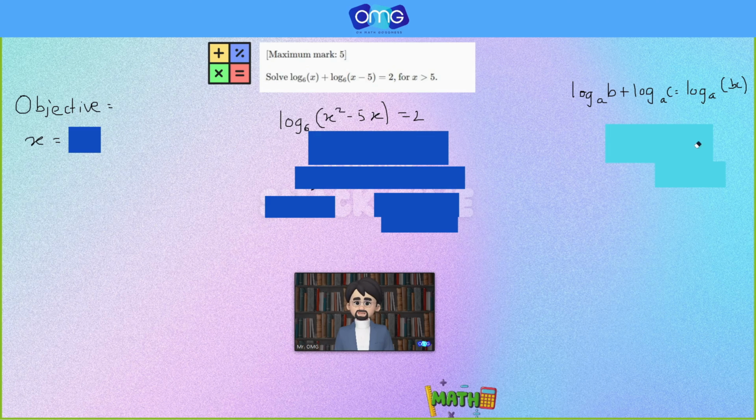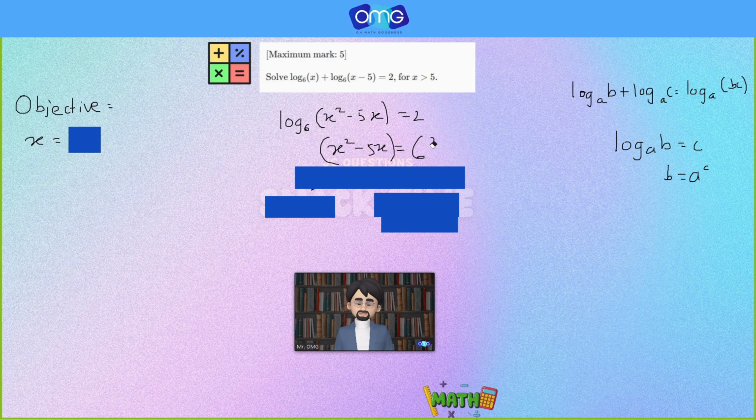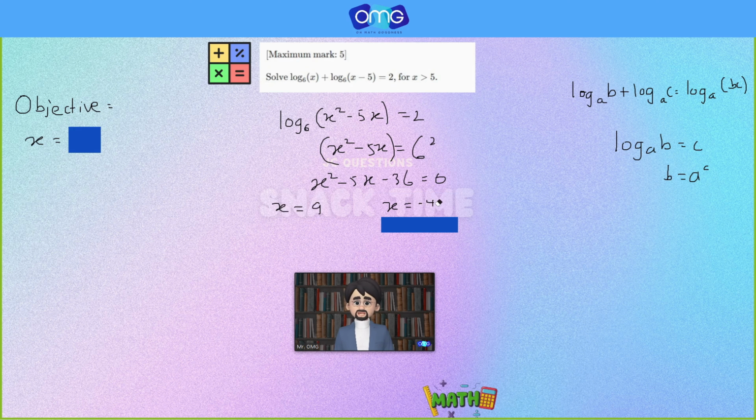Then to solve this, the next step is we need to use this formula. This is the logarithm form, and this is the exponential form, which is b equals a to the power of c. So x squared minus 5x equals 36, which is 6 to the power of 2. You see this is a quadratic equation, we can use a calculator to solve that. Then x equals 9 or x equals negative 4. However, x equals negative 4 is rejected because x must be greater than 5. So x equals 9, and that's the answer.